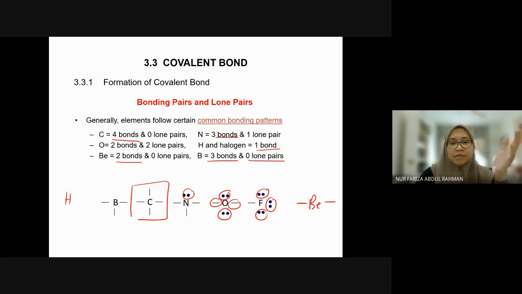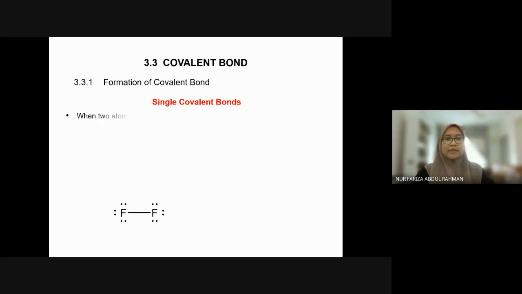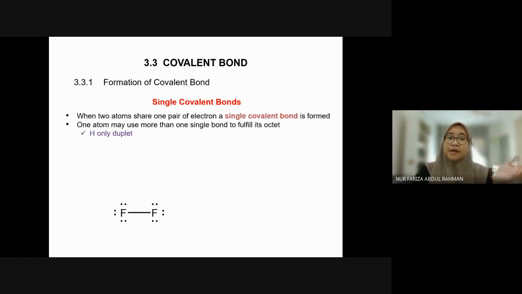Okay, so carbon, fluorine, chlorine, nitrogen, oxygen, those are common atoms that can be found mostly in compounds, right? Okay. Right, so we have several types of bonds. So we have 3 types of bond. We have single covalent bond, double covalent bond, triple covalent bond.